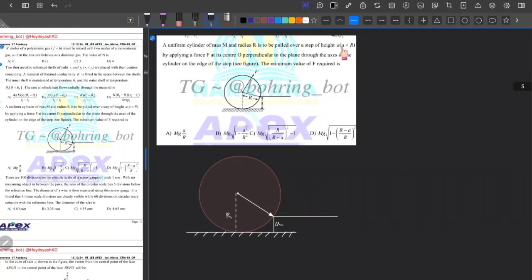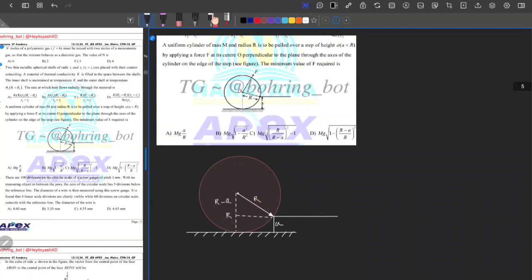Now what is this distance? What about this one? If this is a, and the total is R, then this will be R minus a. So this is R minus a, and this is also R.